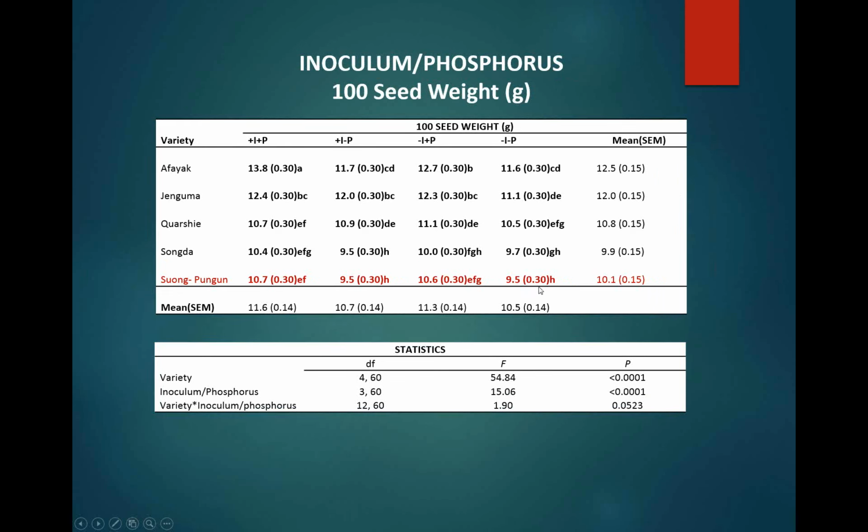For 100 seed weight, there was an interaction. Slightly, the statistic for the interaction of variety and inoculum or phosphorus was 0.05, and my P was 0.05. Even though this is slightly above, I consider that there's an interaction. So we see that phosphorus, the treatment, has had an influence across board with the varieties, with Apayak with phosphorus and inoculum coming up pretty high compared to Songda with the controls.